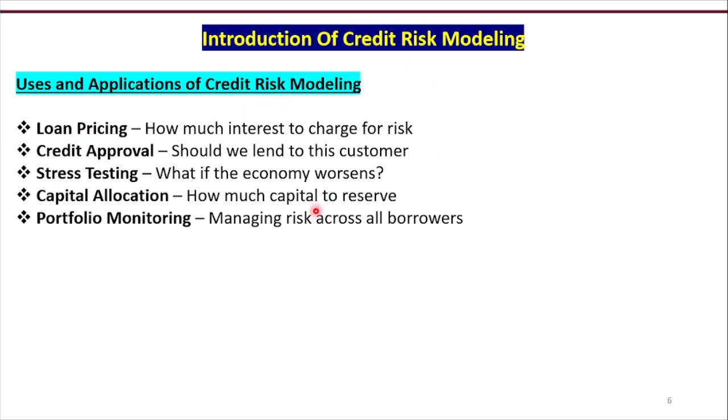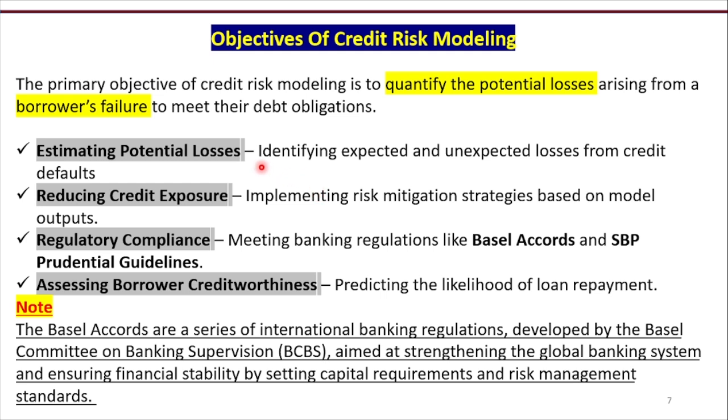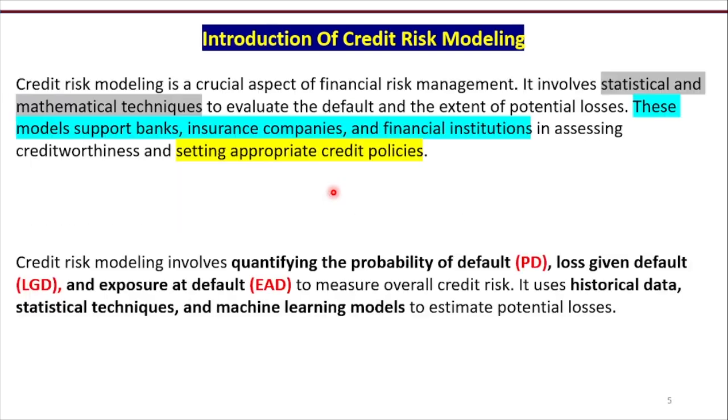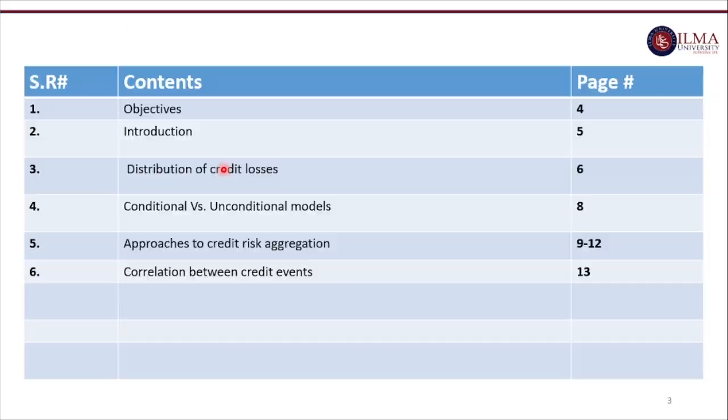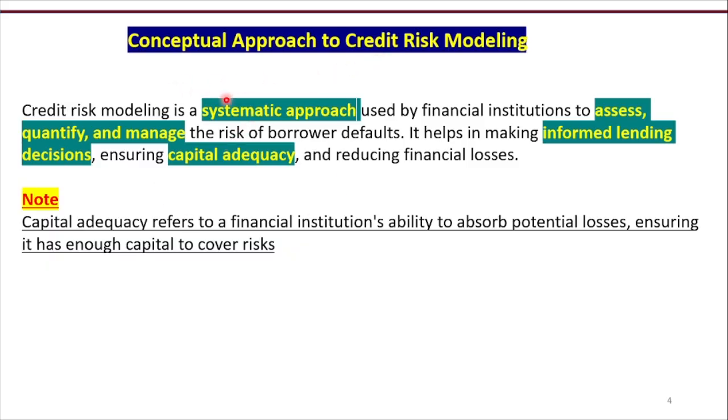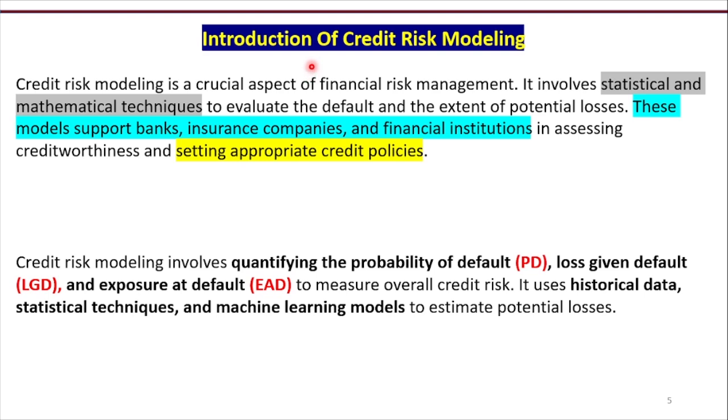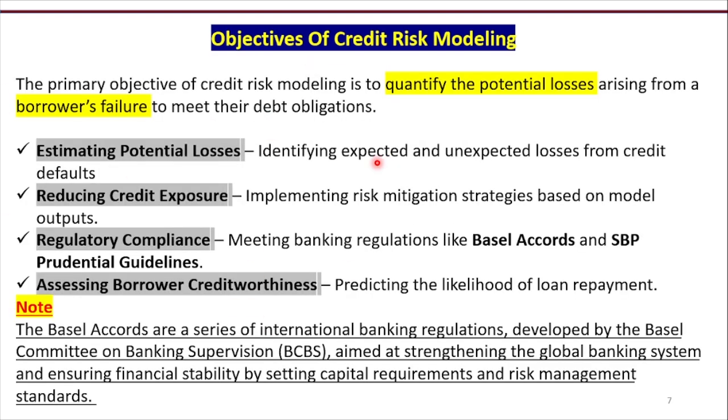Now moving toward the next slide. Objective of credit risk modeling. The primary objective of credit risk modeling is to quantify the potential losses arising from a borrower's failure to meet their debt obligation. Okay, so what we discussed first was not the objective, it was a simple view of credit risk modeling, the conceptual approach. Okay, introduction, objective. So let's see what the objective is.